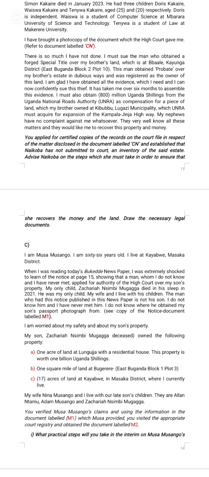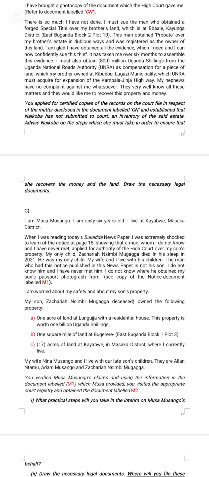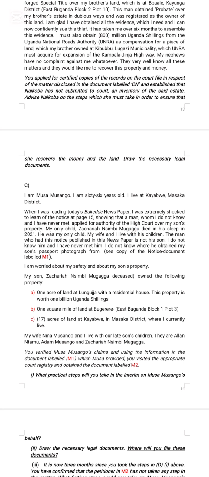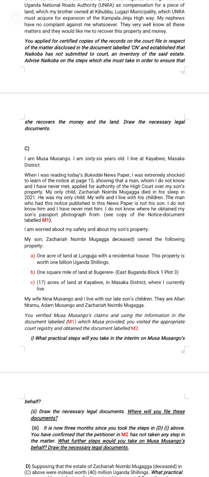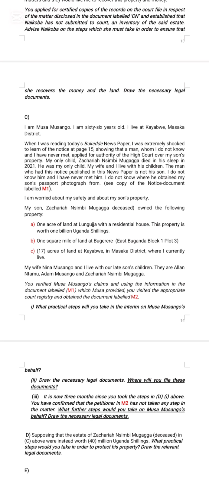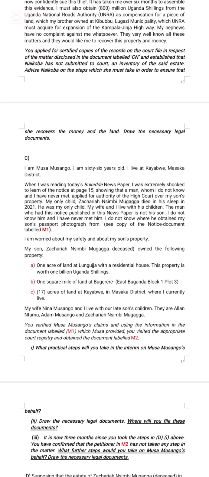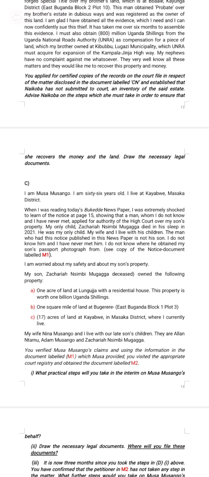They very well know all these matters, and they would like me to recover this property and money. So I applied for certified copies of the records on the court file in respect of the matter disclosed in the document labeled SCN, and established that Naikoba has not submitted to court an inventory of the said estate. Advise Naikoba on the steps which she must take in order to ensure that she recovers the money and the land, and the necessary legal documents. So basically, you have to apply to file an inventory out of time.